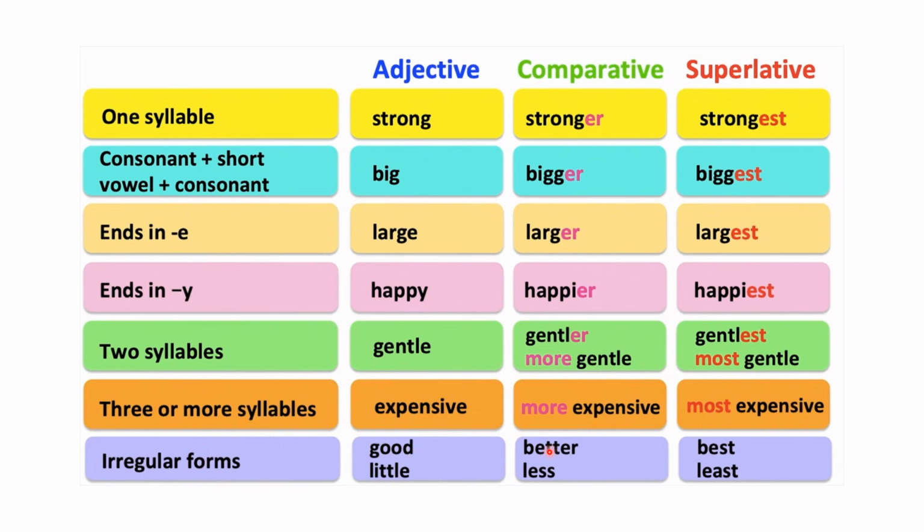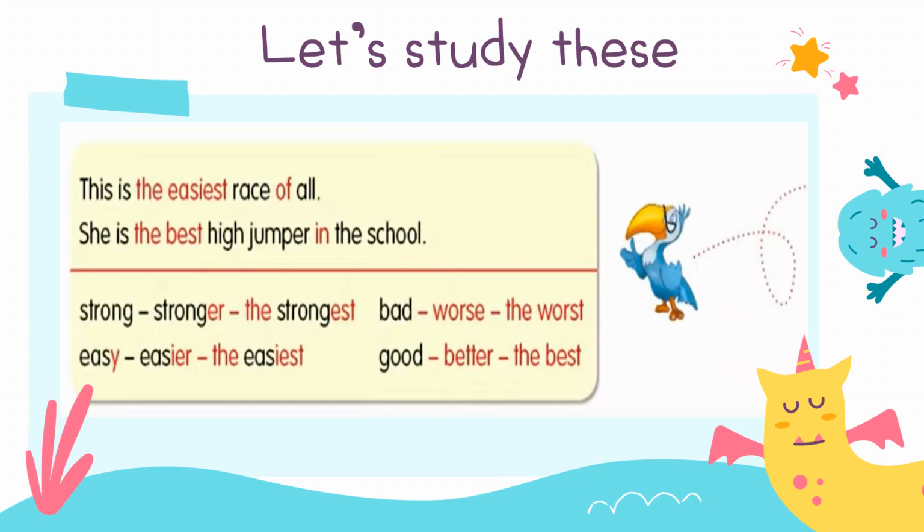Good, better, best. Little, less, least. So today we learn the superlative. Right? Now everyone, let's study this. This is the easiest race of all. Look at the superlative. The easiest. Okay, the easiest. So the easiest is the superlative.